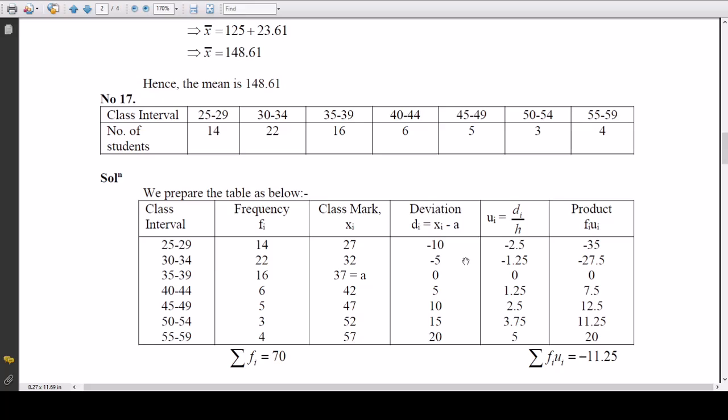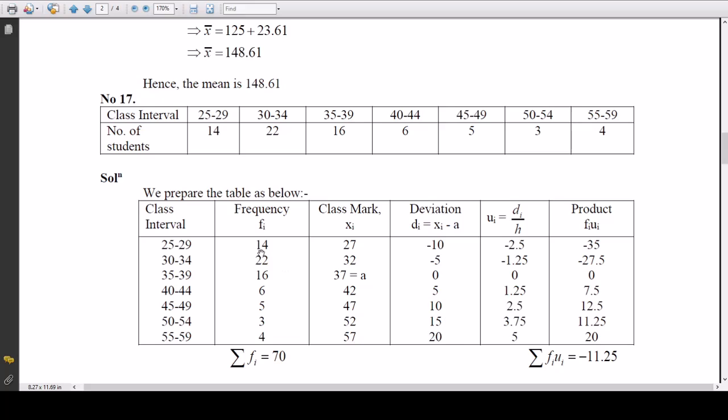Hence the value of ui will be minus 10 divided by 4, you will get minus 2.5. Minus 5 divided by 4, you do the division, you will get minus 1.25. 0 divided by 4 is 0. 5 divided by 4 again is 1.25. 10 divided by 4 is 2.5. 15 divided by 4 is 3.75. 20 divided by 4 is 5.